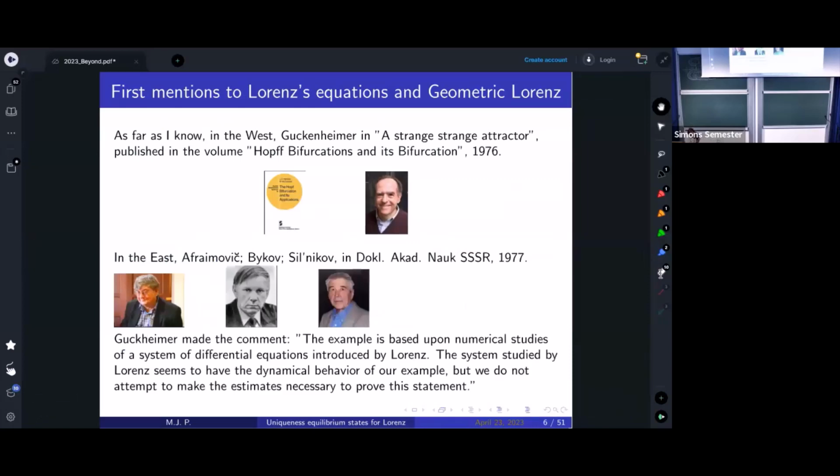the first, as far as I know, mention of the Lorenz equations and the geometric Lorenz attractor was in the West by Guckenheimer, in "A strange, strange attractor", published in the volume on bifurcation in 76. And in the East, it was by Afraimovich, Bykov, and Shilnikov in 77. And Guckenheimer indeed made the comment in this paper: the example is based upon numerical studies of a system of differential equations introduced by Lorenz. And the system studied by Lorenz seems to have the dynamical behavior of our example, but we do not attempt to make the estimates necessary to prove this statement.